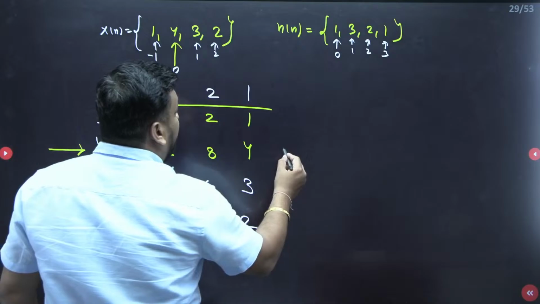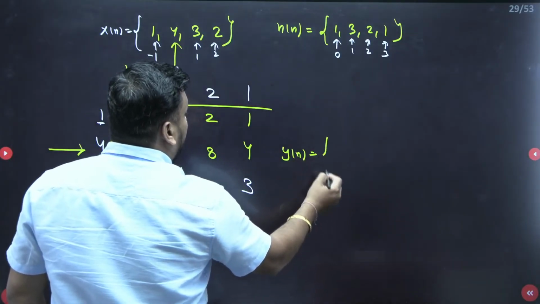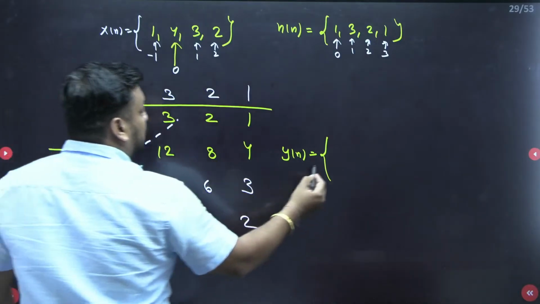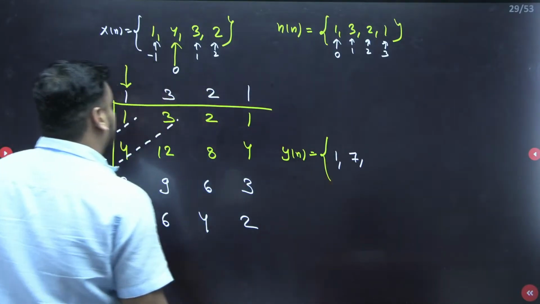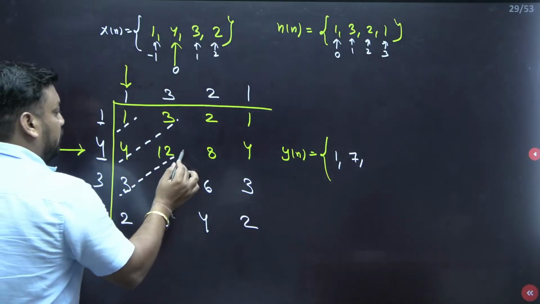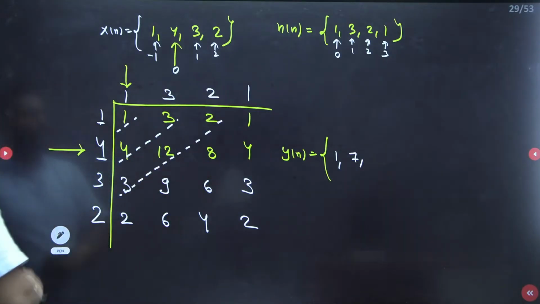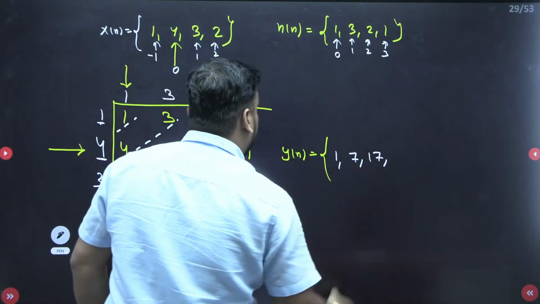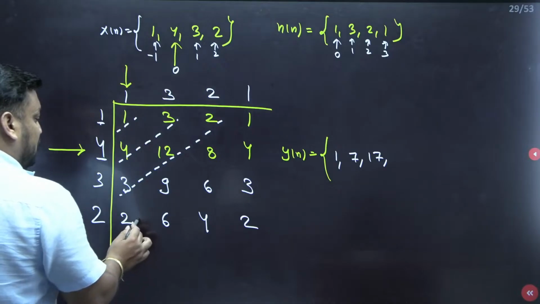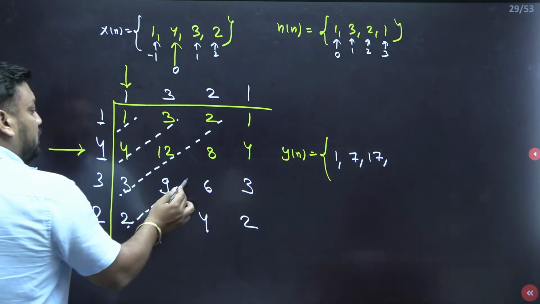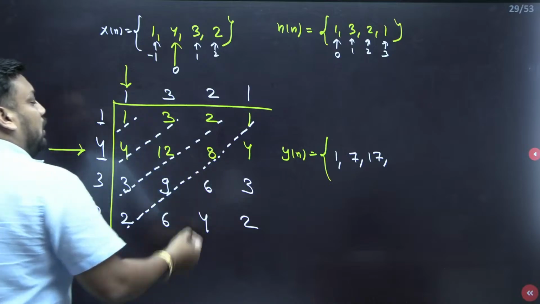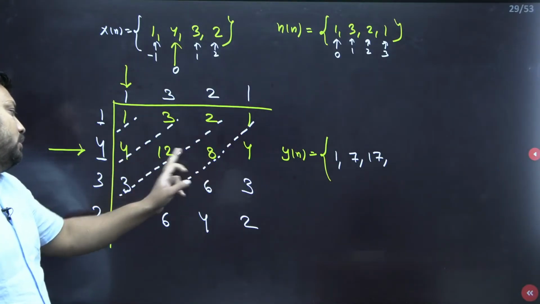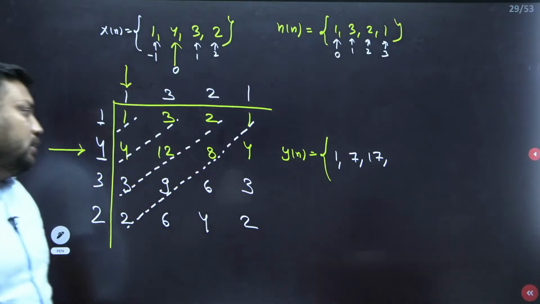Now when you add diagonally, what do you get? Diagonally, 1, then 4 plus 3 is 7. So it will be 1, 7. Next, 12 plus 3 is 15, plus 2 is 17. Now 2 plus 9 is 11, plus 8 is 19, plus 1 is 20. So it will be 20.